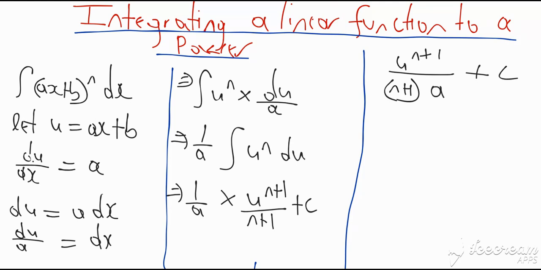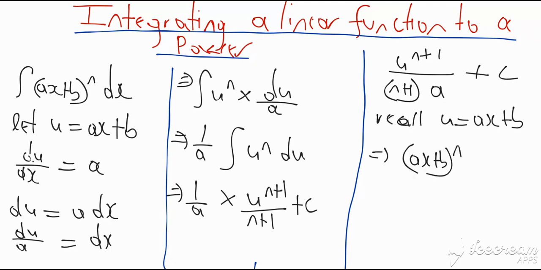However, bear in mind that this was a function of x. So now we're going to have to say, recall that u is equal to ax + b, which means that this integral becomes (ax + b) to the n plus 1 over (n plus 1) times a, plus the constant of integration.